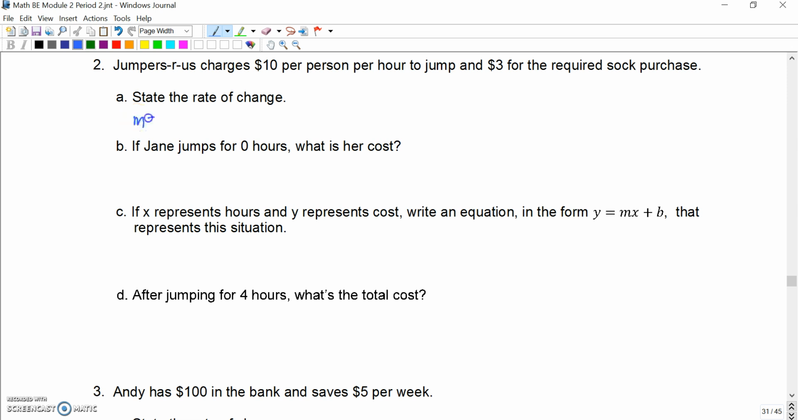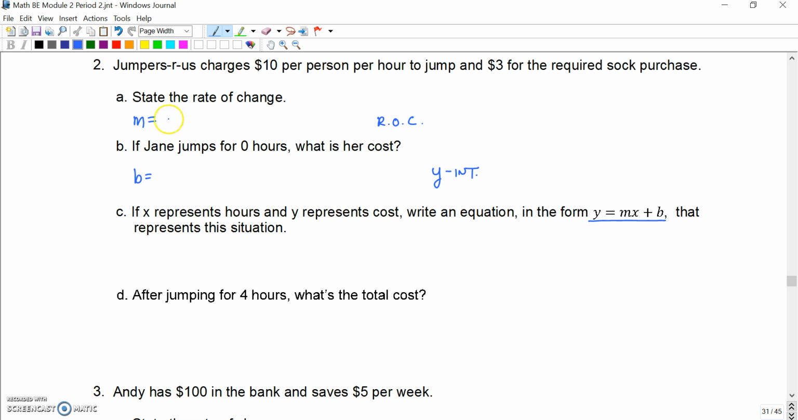That's my M. Let's put M. B, if Jane jumps for 0 hours, what is her cost? Well, that actually is literally the B. This is my y-intercept. This was my ROC. C, write the equation in the form y equals mx plus b. In D, we have a follow-up question.